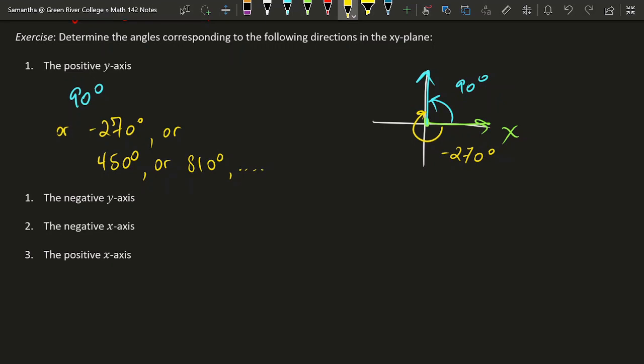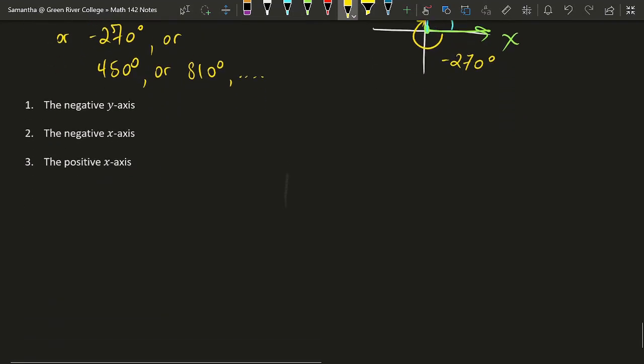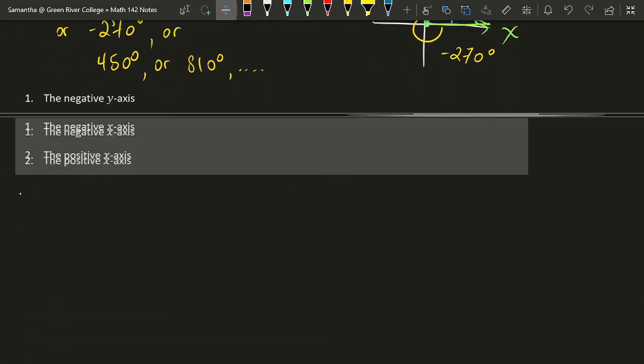There are, technically speaking, infinitely many answers to this question, infinitely many angles pointing to positive y, depending on how many times you want to spin 360 degrees, either clockwise or counterclockwise. So 90 degrees is in some sense the most common or the most standard answer to this question, but there are infinitely many other answers. The same thing will be true for these other angles.